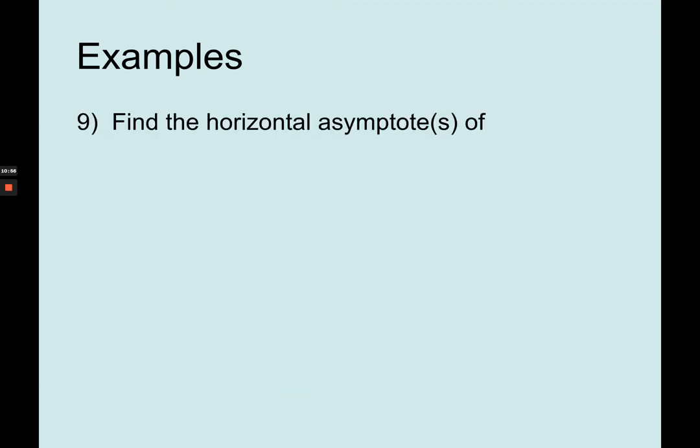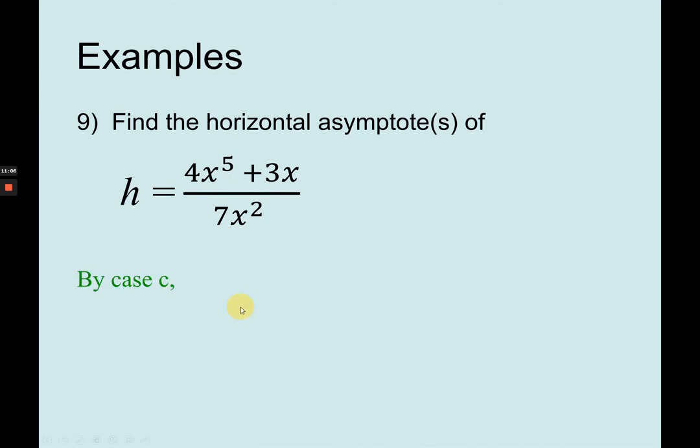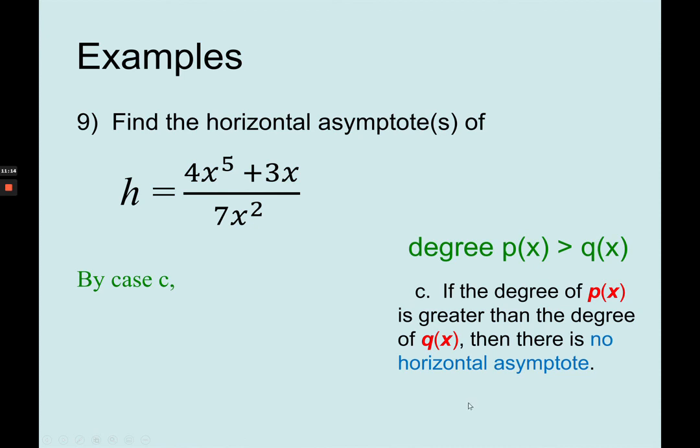I think this is the last example. Find the horizontal asymptote of the given h is equal to 4x to the power of 5 plus 3x all over 7x squared. This is the case of letter C, wherein the degree of the numerator is higher than the degree of the denominator. If that is the case, again, there's no solving involved. There is no horizontal asymptote.